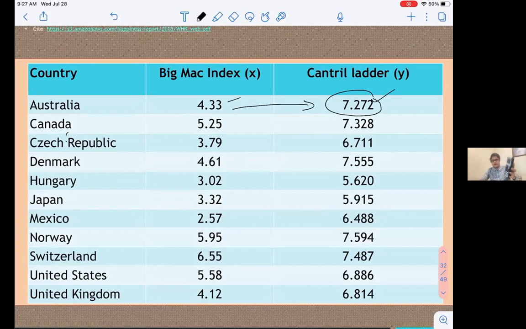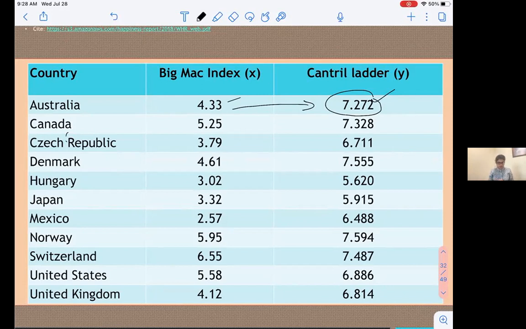All right. So now I have entered all the values of X and Y. X is in L1 and all the values of Y are in L2. So you can see 4.33 right in front of my 7.272, because these are all paired points. It has to be accurately this way.